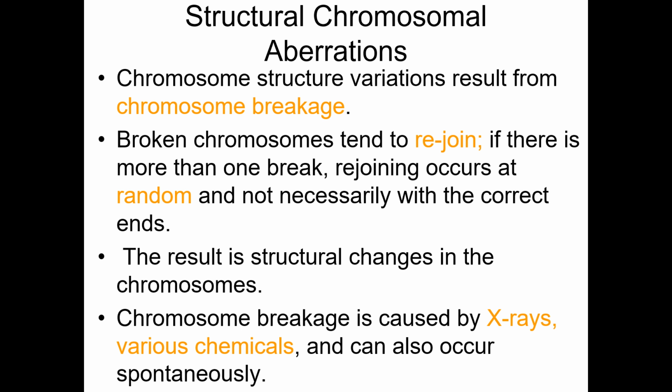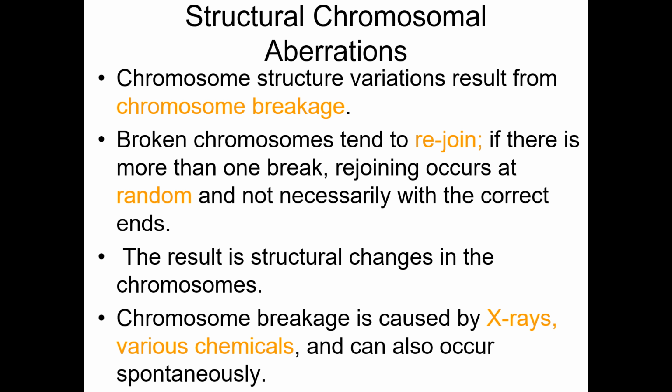But here what happens? The chromosome has been broken. The broken ends of the chromosomes are very, very sticky. Being sticky in nature, they tend to rejoin. Suppose there is more than one break, the rejoining becomes random, not necessarily with the correct ends. So as a result, what has happened? The sequence of the genes has changed. This results in structural changes in the chromosome.